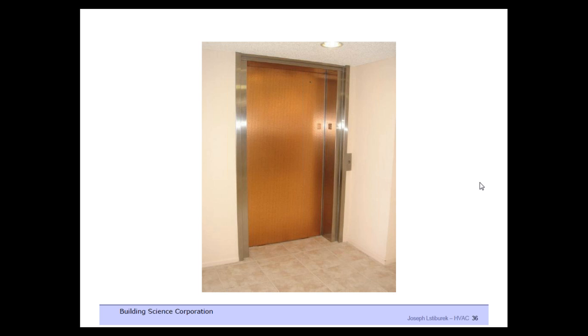Once we achieve the compartmentalizing of the units, we've got the corridors and the hallways and the elevators to deal with as well. The implications of this are multifaceted. It's not just the compartment.